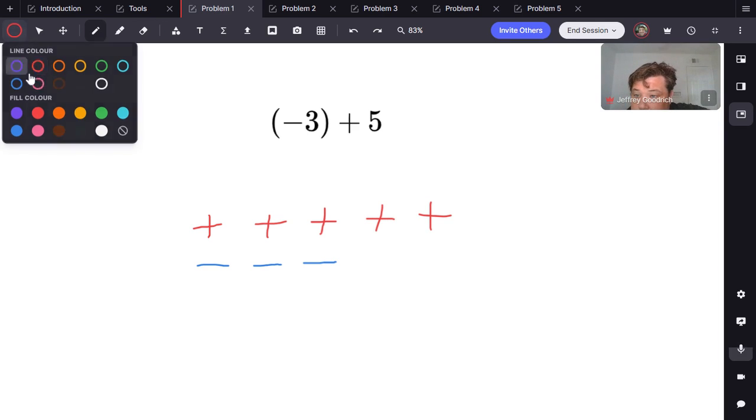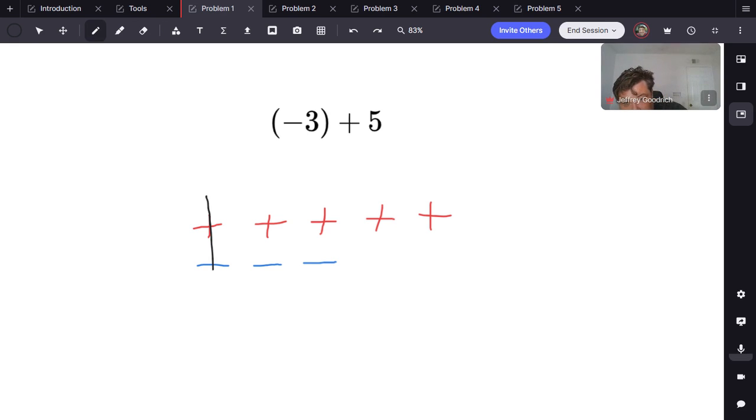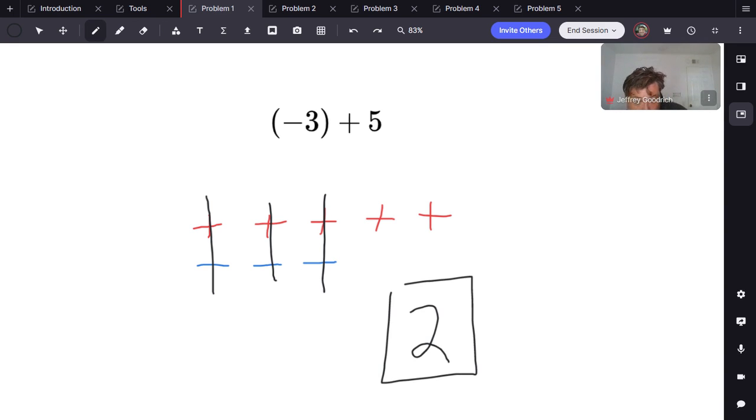All right. So how we're going to do this is for every negative and every positive, you're going to cancel it out, because the negative and positive cancel. So that's going to go away, that's going to go away, and that's going to go away. And with whatever we're left with, that's our final answer. Since we're left with two positives, our final answer is just a positive two, or just a two. And that's it.